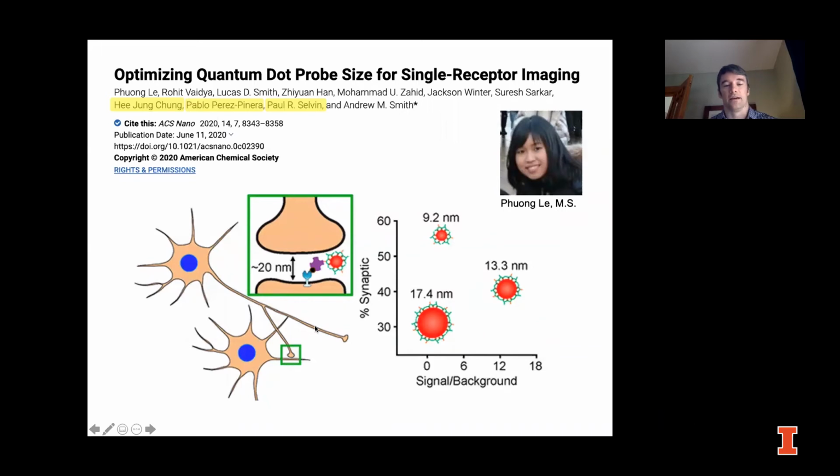And so what this image depicts here is a neuronal synapse. This is a big focus of the Paul Selvin group, to evaluate receptors in the neuronal synapse, which is a very important region for using nanomaterials, because we want to see individual receptors, individual molecular events occurring, but it's also a very crowded space. It's about 20 nanometers separating two interconnected neurons. So you'd have to have a small probe in order to use these.